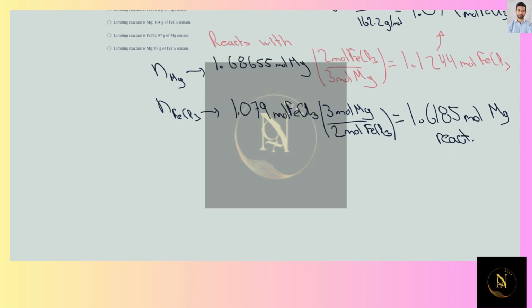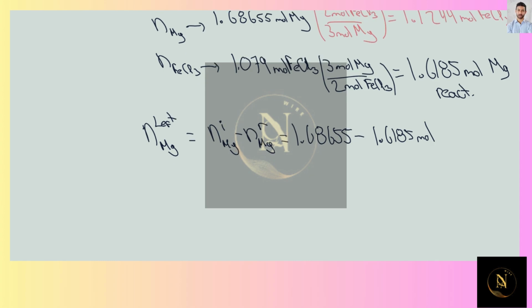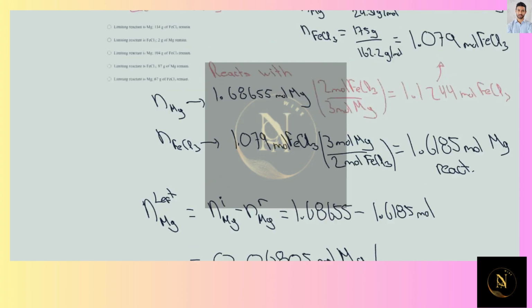That means that the amount of mole of magnesium left is going to be equal to the initial amount minus the one that reacted. Let's put magnesium initial minus magnesium that reacted. This will be 1.68655 minus 1.6185 mole. This is going to give us 0.06805 mole of magnesium, which corresponds to a mass, according to the atomic weight of magnesium of 24.31 grams per mole.